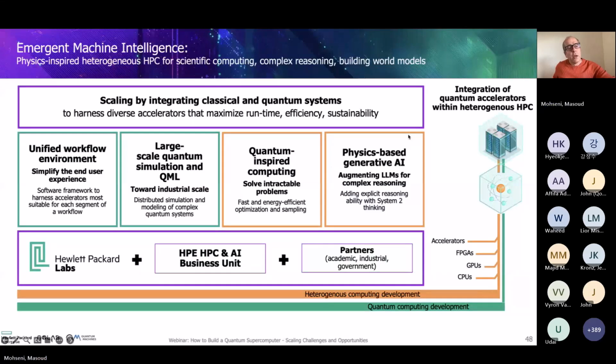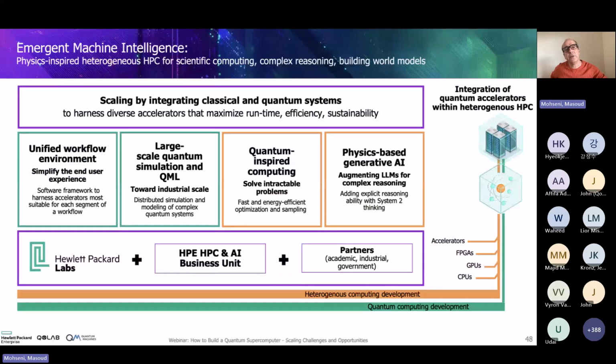Our effort at Hewlett Packard Labs is structured so that we have formed a team we call Emergent Machine Intelligence. This is a general physics-inspired heterogeneous HPC effort, which tackles scientific computing. We are interested in solving complex reasoning and ultimately building world models for generative AI. And the HPE quantum team is being integrated here.